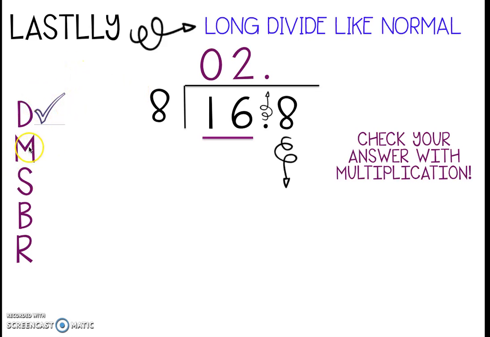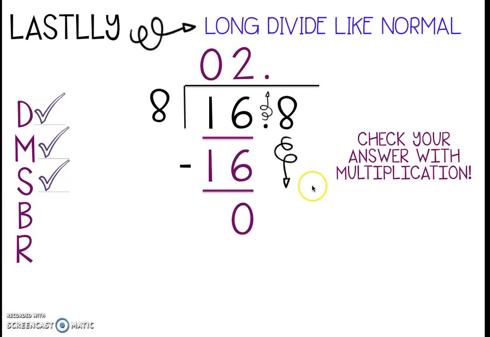So now we need to multiply. We're going to take 2 times 8, and that gives us 16. So we've multiplied, and now we're at our subtract. 16 minus 16 is 0. Subtraction done. Now, the next step is our B, and that is for bring down. So I'm going to take my 8 here, and I'm going to bring it down. And now we have an 8. Now, I'm not going to leave that as a remainder. I'm going to repeat the process all over again.